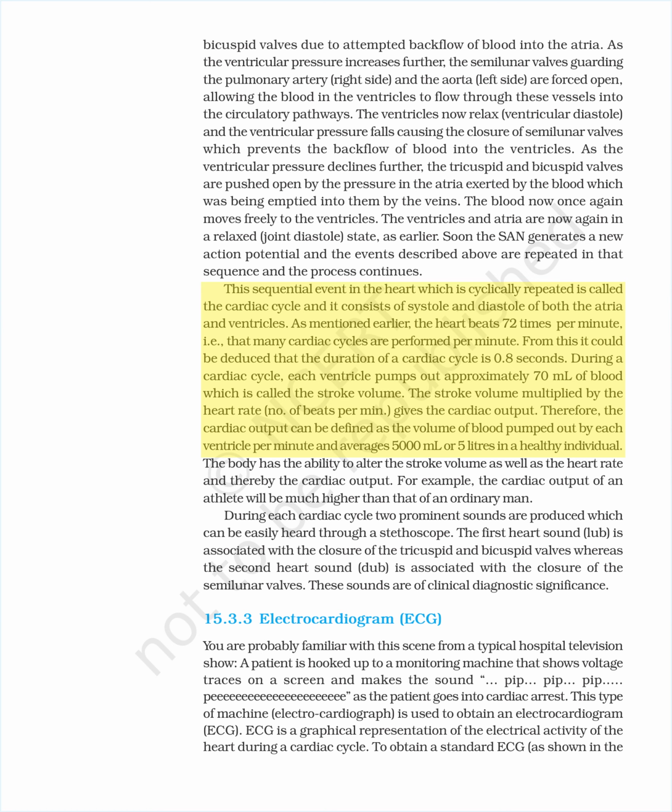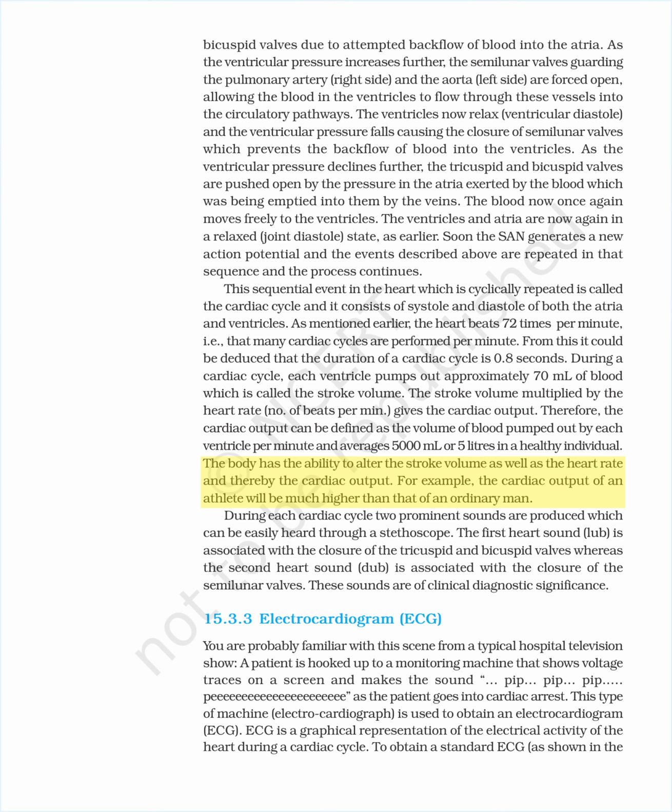As mentioned earlier, the heart beats 72 times per minute, i.e., that many cardiac cycles are performed per minute. From this it could be deduced that the duration of a cardiac cycle is 0.8 seconds. During a cardiac cycle, each ventricle pumps out approximately 70 milliliters of blood, which is called the stroke volume. The stroke volume multiplied by the heart rate, number of beats per minute, gives the cardiac output. Therefore, the cardiac output can be defined as the volume of blood pumped out by each ventricle per minute and averages 5,000 milliliters or 5 liters in a healthy individual.